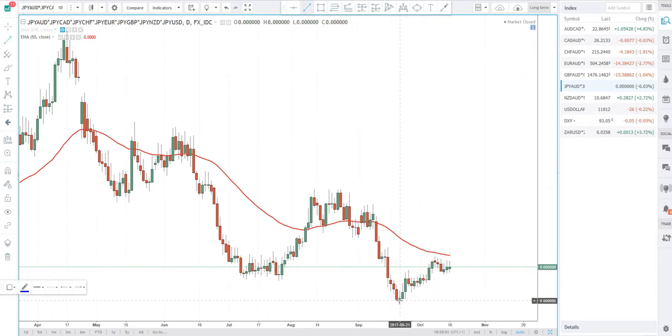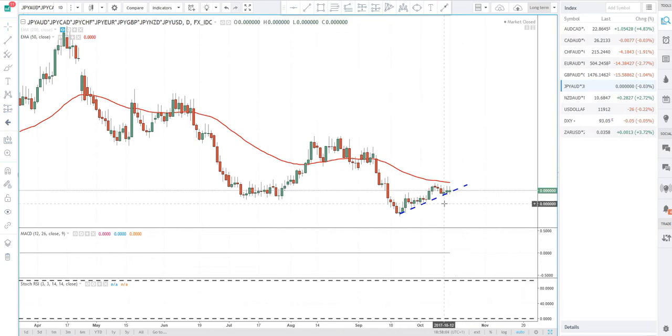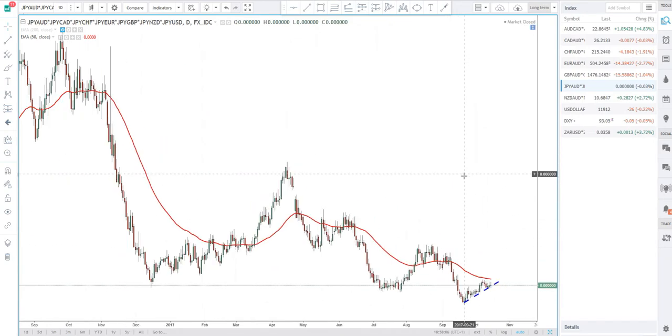I'll show you a look at the intraday charts here. Once you see a breakdown of this trend, a close below this trend line here, that would be the next leg down in all fairness. But for now, I'm just going to leave that one.